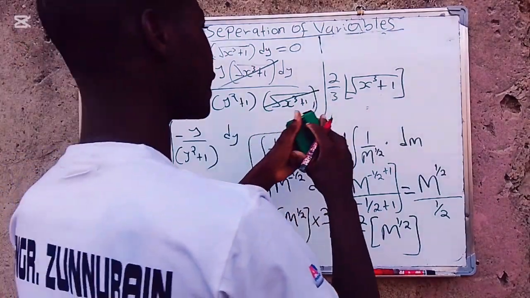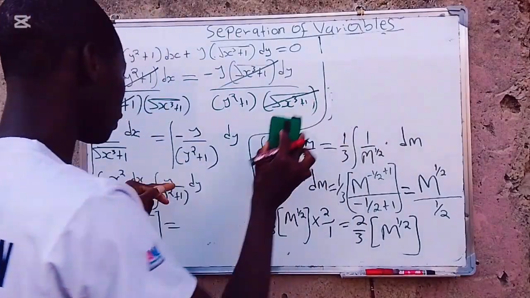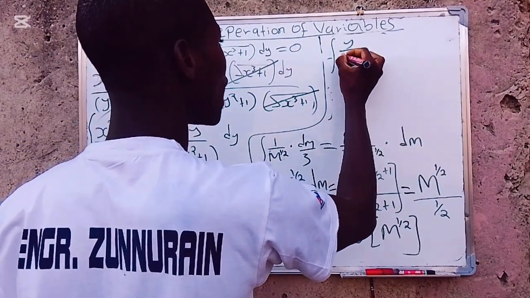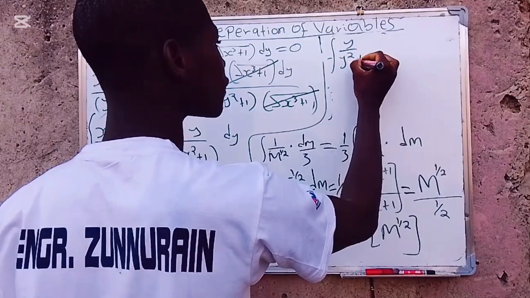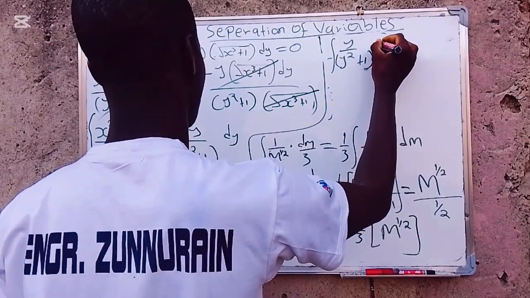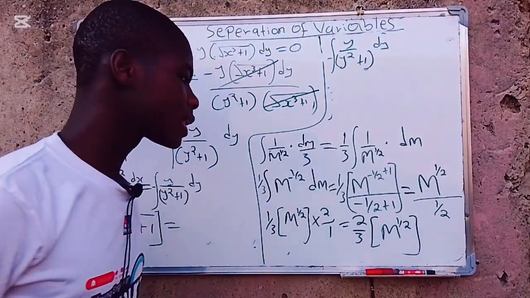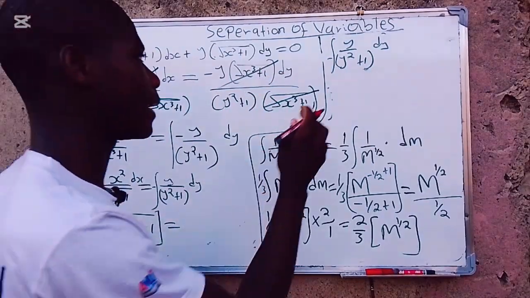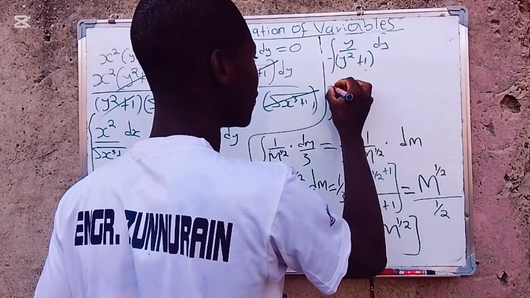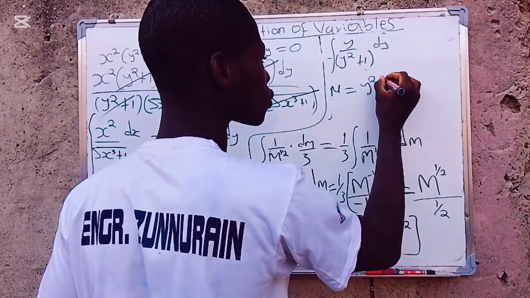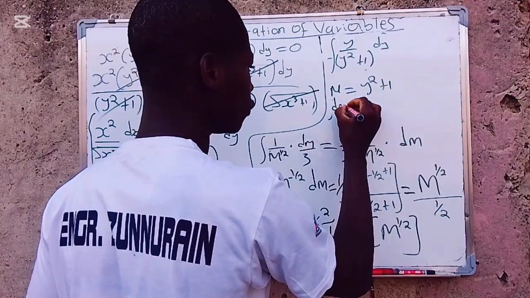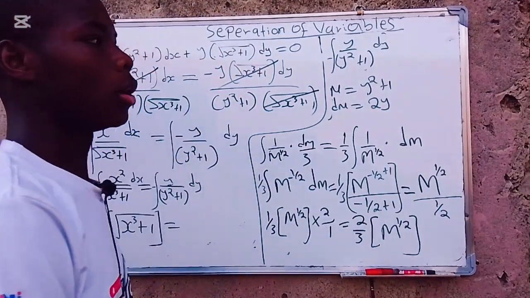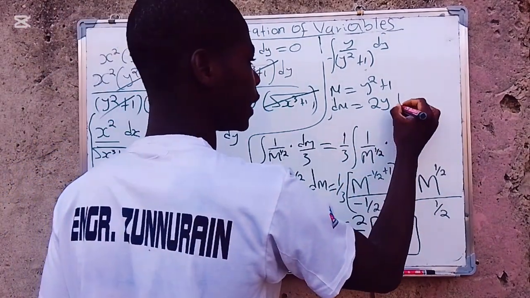So how can I find the integral of this? Also the same method, I have to say negative y over y squared plus 1 dy. Since I let this to be m, let me let this to be n. When this becomes n, I will say n should now be equal to y squared plus 1. So therefore dn shall now be equal to 2y plus 0. But I have to put dx.